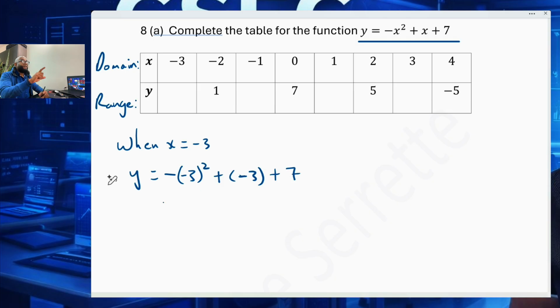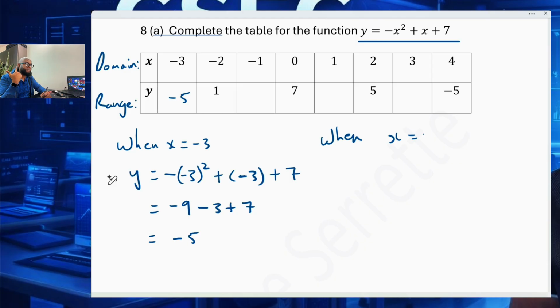So, negative 3 squared is 9. So this will actually be negative 9 minus 3 plus 7. Which will give me what? What did you get in here? Negative 5. Proper, right? So let's do when x is equal to what next? When x is equal to negative 1. So let's work. Y will be equal to negative of negative 1 squared plus negative 1 plus 7.